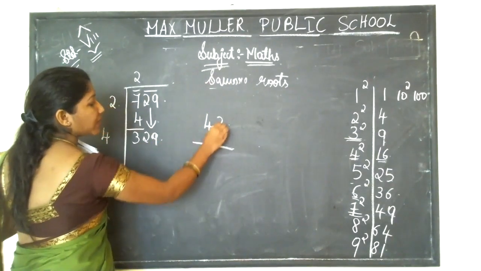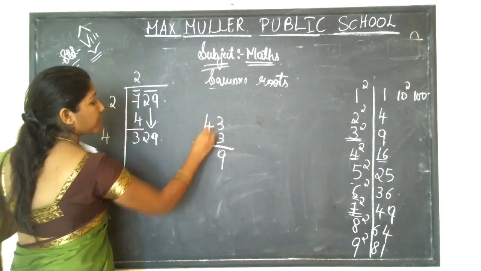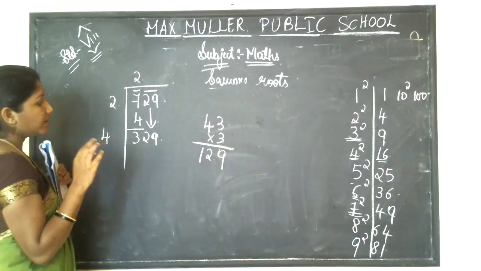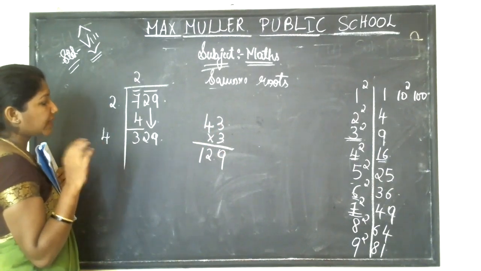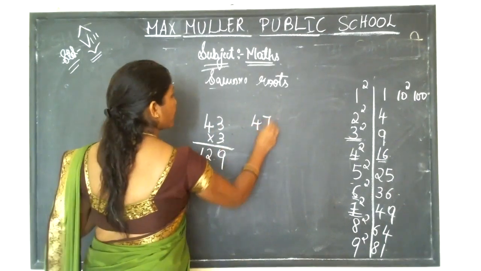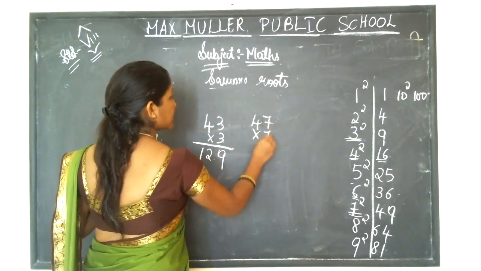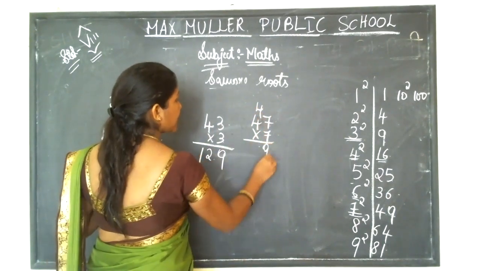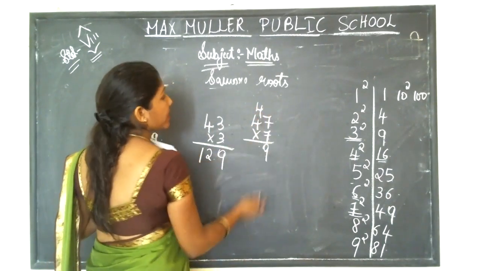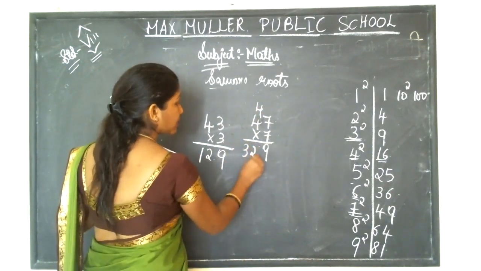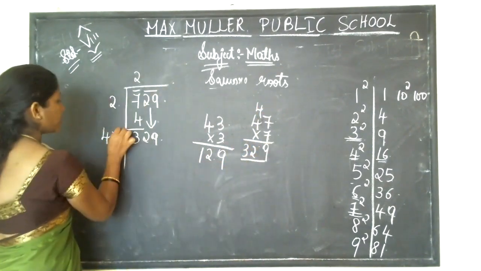If you do, 3 3s are 9, 3 4s are 12. So this number doesn't suit. We'll go for 7. 47 into 7. So 7 7s are 49, 7 4s are 28. 28, 29, 30, 31, 32. So it is 329. Yes, it suits.